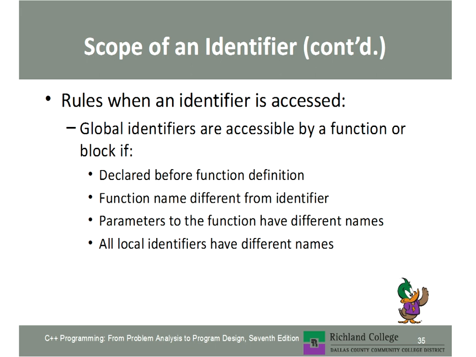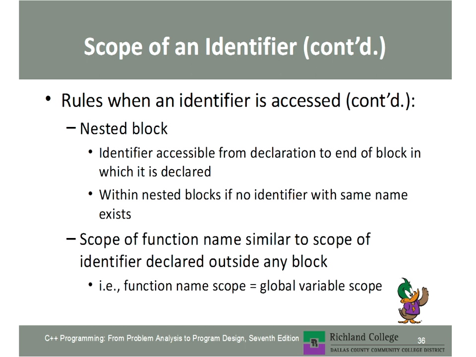So what are the rules when an identifier is accessed? This is also in your book, right before the exercise, so make sure that you understand the rules. Global identifiers are accessible by a function or block if declared before the function definition, if the function name is different from the identifier, if the parameters of the function have different names, and if all local identifiers have different names. Again, it's only going to make sense if you go through that exercise in the book, and it's a really good exercise. So I really recommend that you spend some time with that.